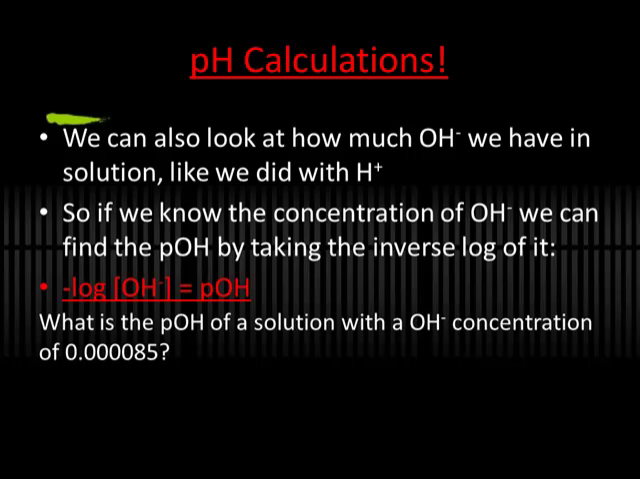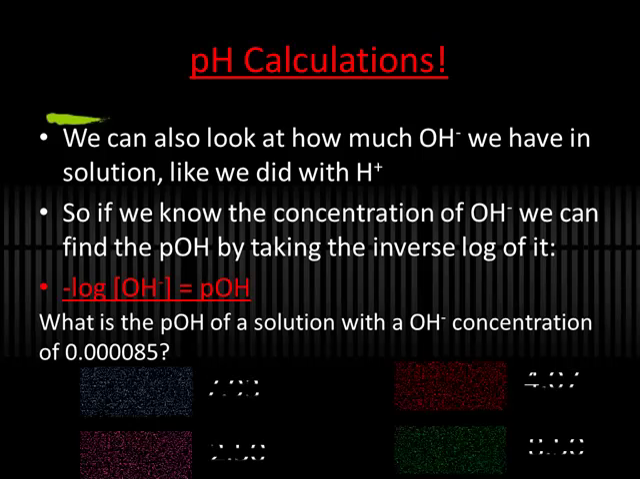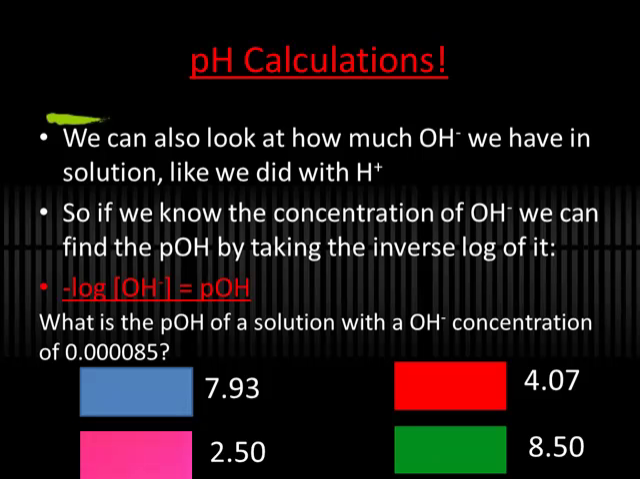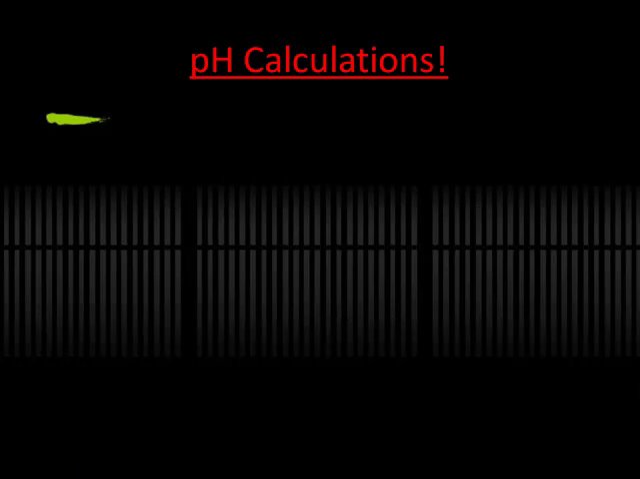So, same idea, try this one then. What is the pOH of a solution that has a hydroxide ion concentration, OH minus concentration, of 0.000085? Should be one of these four. Pause it, try and solve it, see if you agree with me. It should have come out to 4.07. Hopefully that's what you got. If not, try it again or ask me or your teacher.